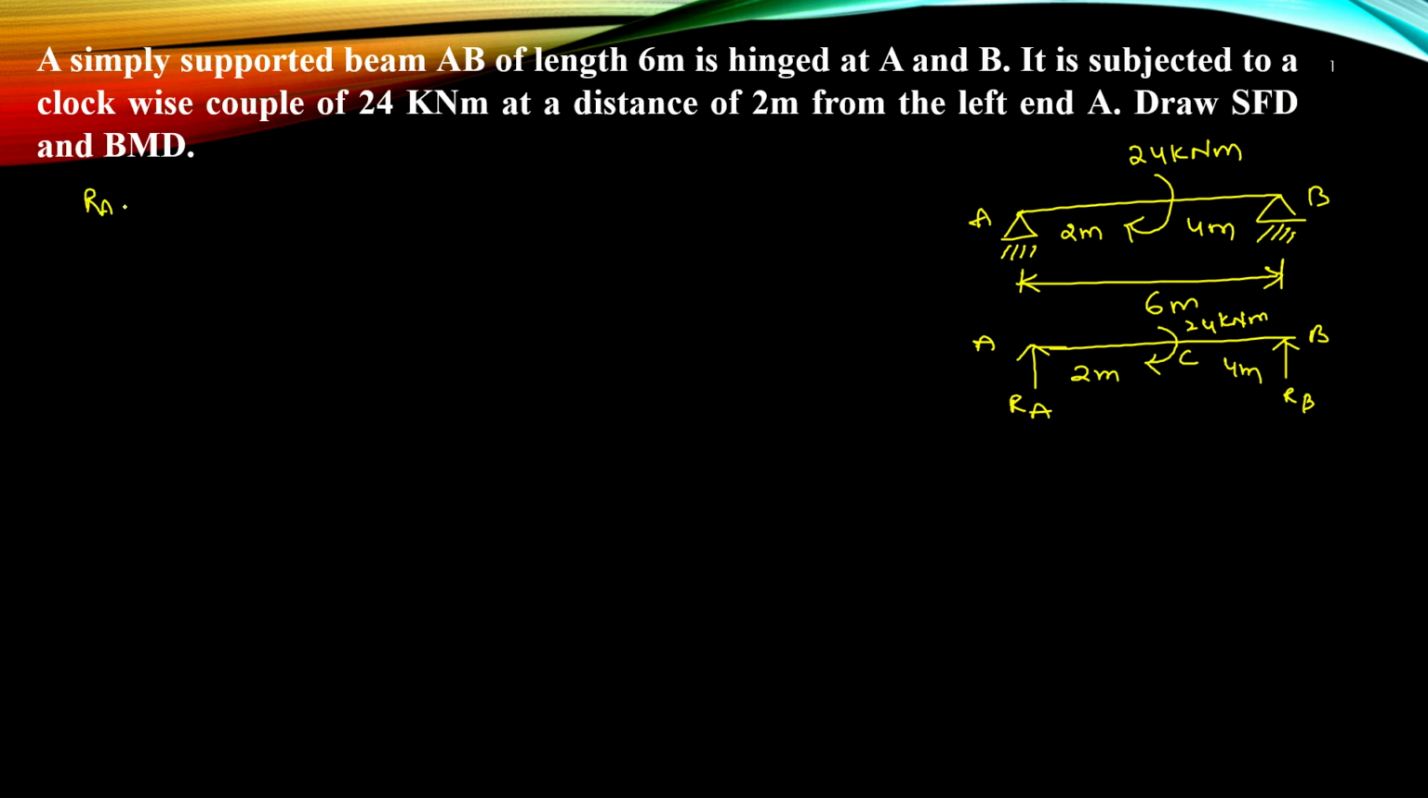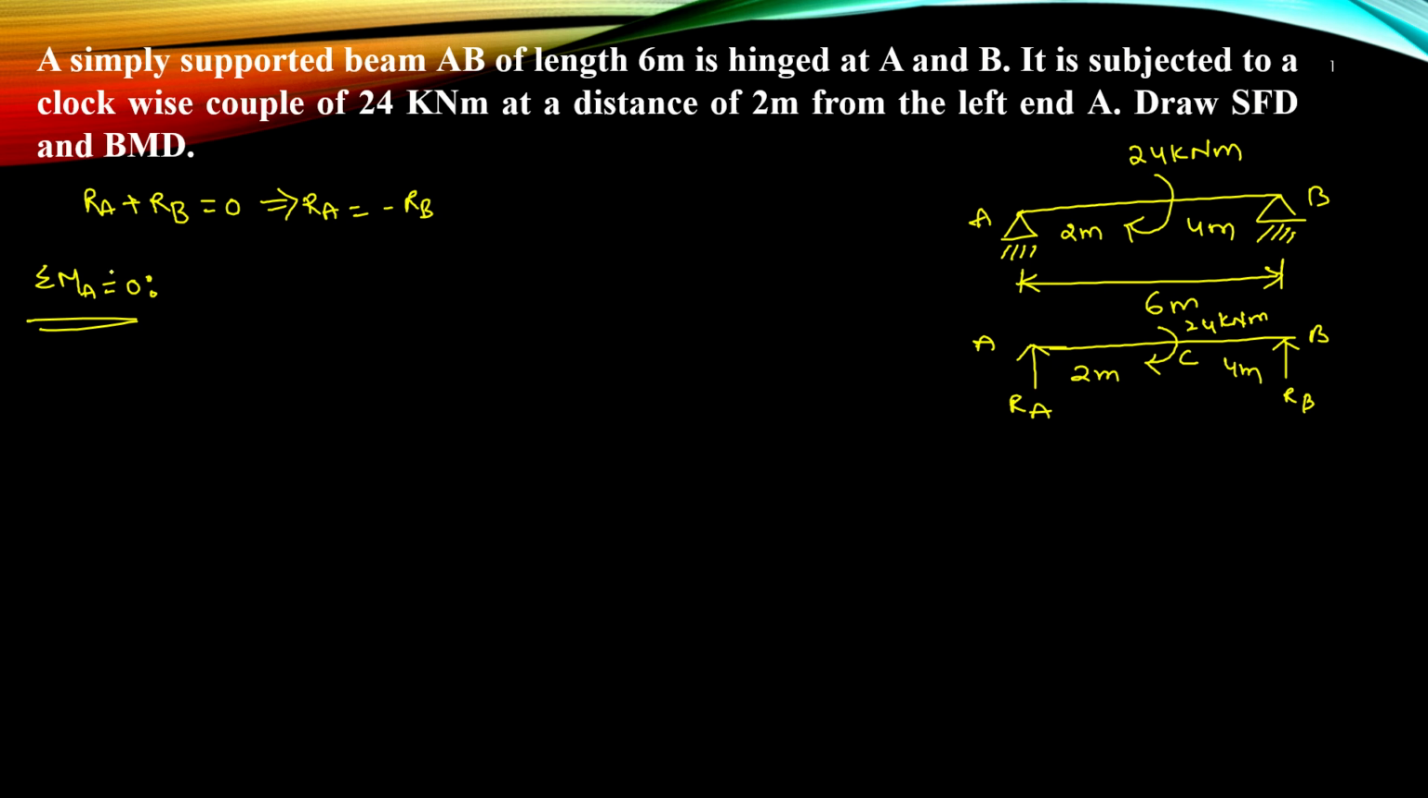So RA plus RB is equal to 0. Why did I put 0? Because on this beam there are no forces acting. This 24 kilonewton meter is a couple, it's a moment, it's not a force, so there are no downward forces. So RA plus RB is 0. So from here I can write RA as minus RB.